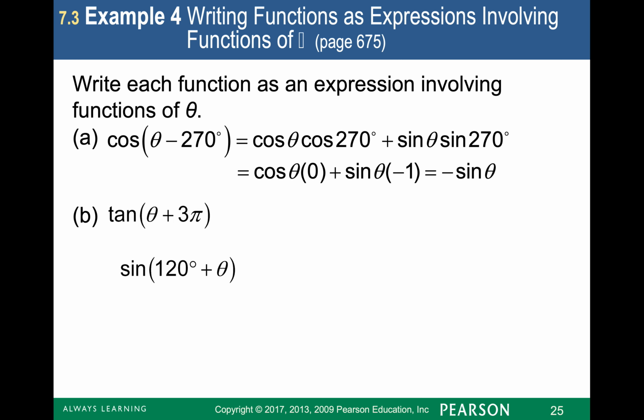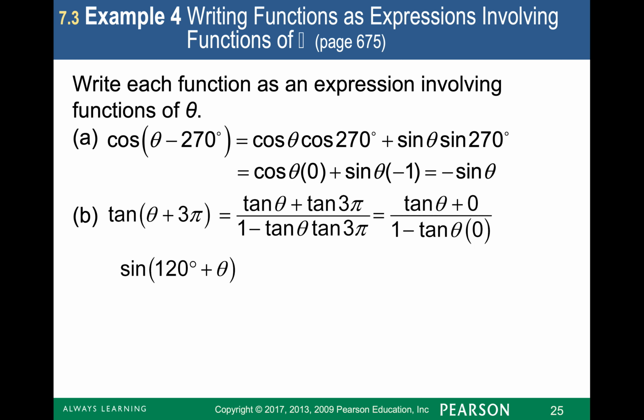If I have tangent of theta plus 3 pi, I'm going to apply the formula, and I'm going to simplify it down to tangent theta. Because 1 minus tangent theta would be tangent theta times 0.